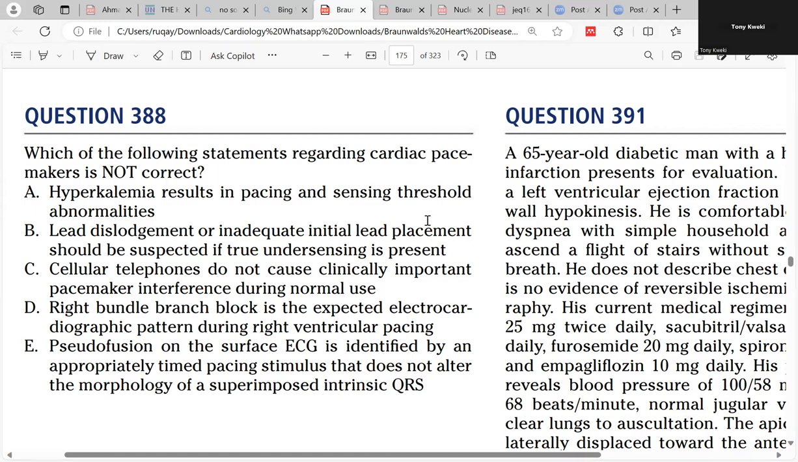E, pseudo fusion on the surface ECG is identified by an appropriately timed pacing stimulus that does not alter the morphology of a superimposed intrinsic QRS. So this is also true, even though there's some explanation around what pseudo fusion is and all of that.